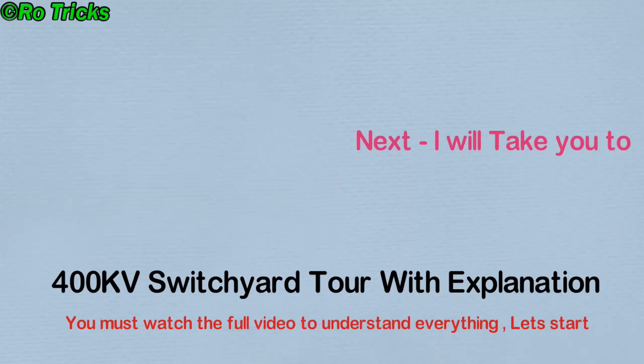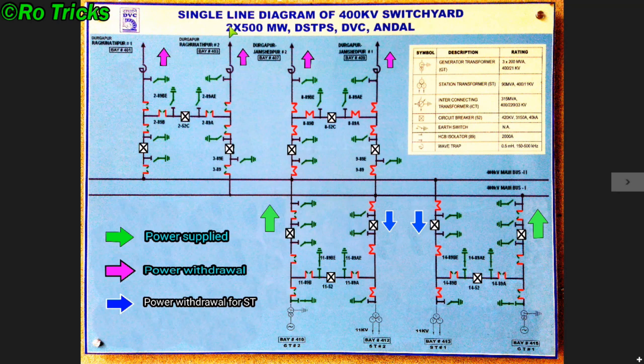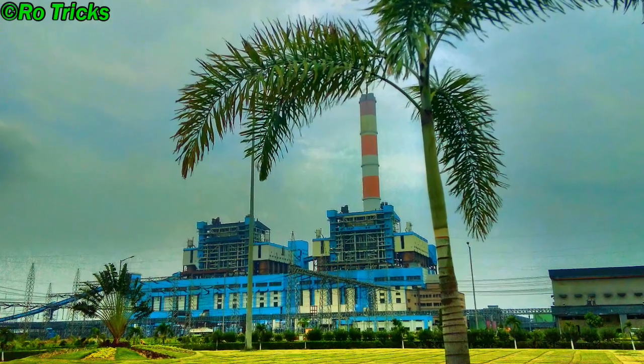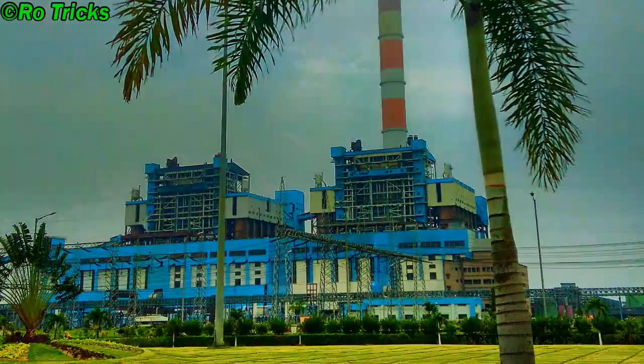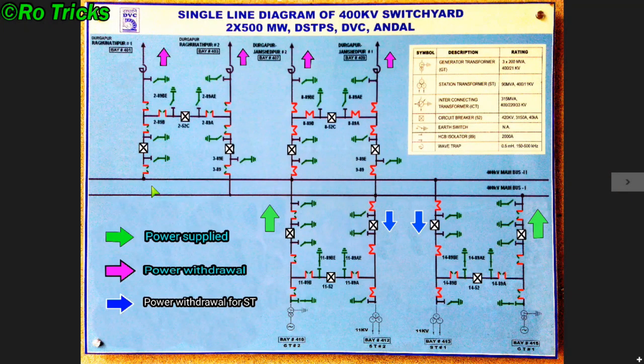Let's start. So this is our single line diagram of the 400 kV switchyard. This 400 kV switchyard is for a thermal power plant which is situated at Durgapur, West Bengal. So you must watch the full video so that you understand everything.